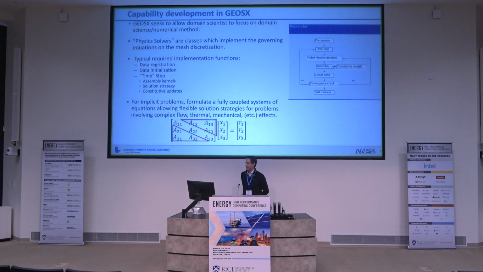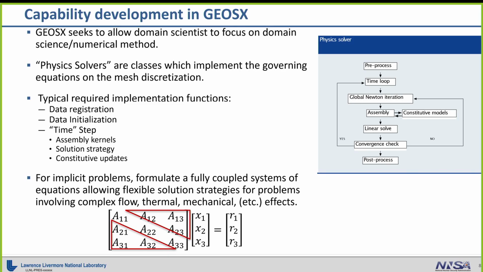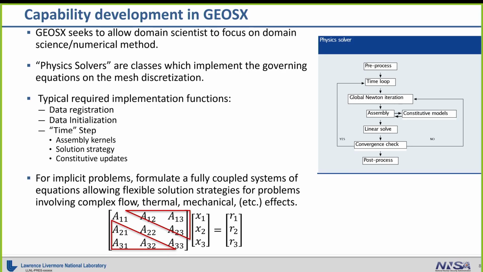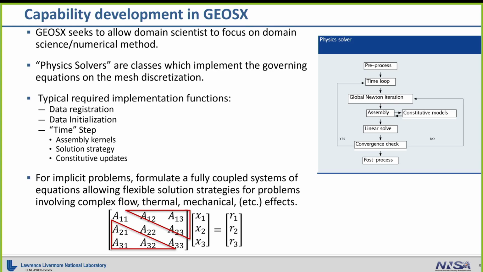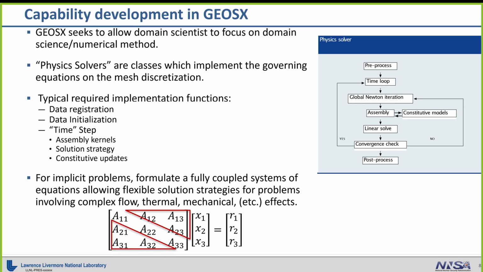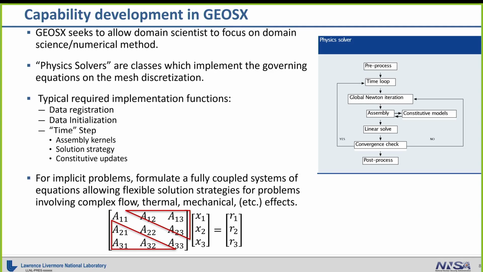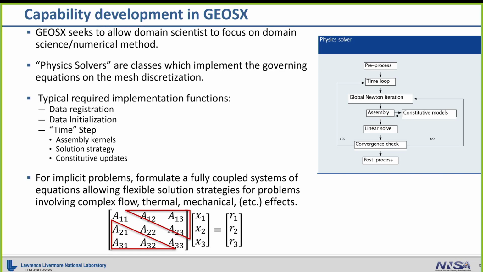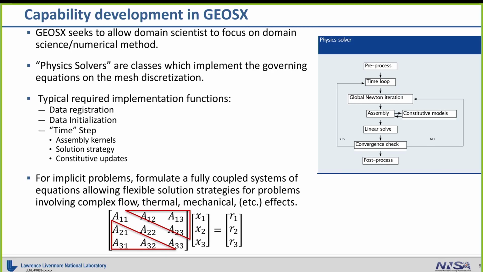So, the capability development in GEOSX for a developer. We seek to allow domain scientists to focus on domain science and numerical method development and not computer science. This is mainly done through our physics solver packages, which really consist of four things. Data registration: what arrays do you need to run your problem? How do you initialize the data? How do you enforce the constraints? That's assembly kernels, solution strategies, constitutive updates, et cetera.